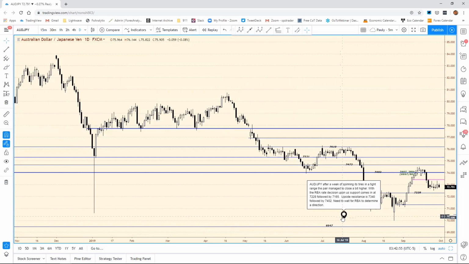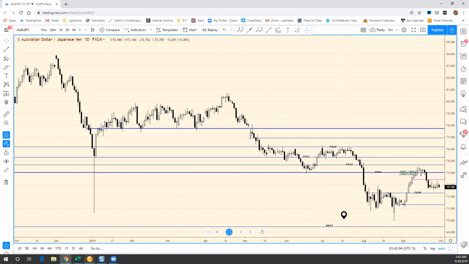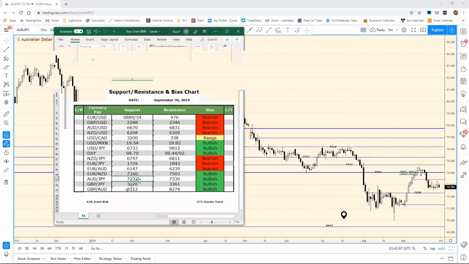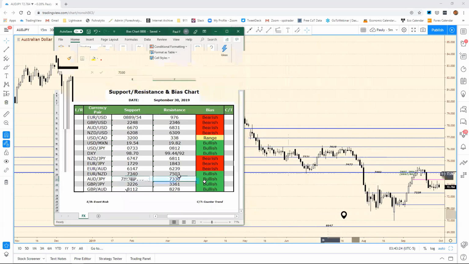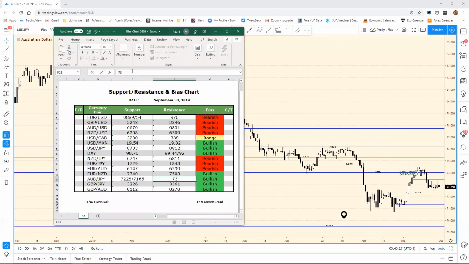Now you have to allow a wide range because of the RBA rate decision. So we are going to mark this off at 72.28 and 71.65. And on the upside, 73.40, followed by 74.02. There we go. Kind of gives you a gauge or the parameters once we get that rate decision.